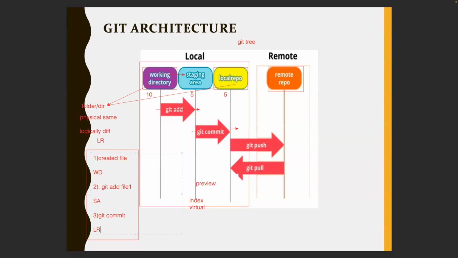So it's the same folder. I'll create some folder on my laptop and do that. The file is present physically in the same folder, but logically it is different depending on its status. Understood, everyone? If you have just created a file, it is said to be in the working directory. If you have added it, it is in the staging area. If you have committed it, it is in the local repository. But physically it's in the same folder. The staging area is not a physical directory. It's just a virtual layer. Clear, everyone?